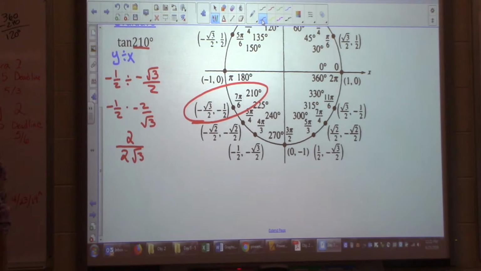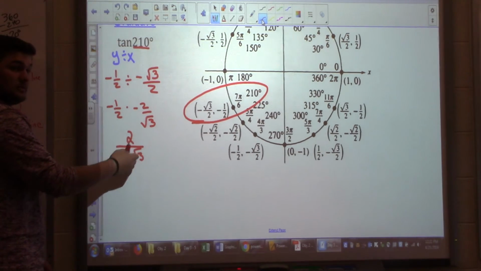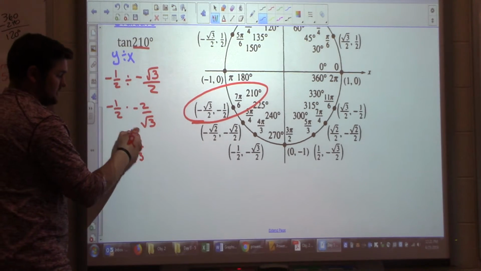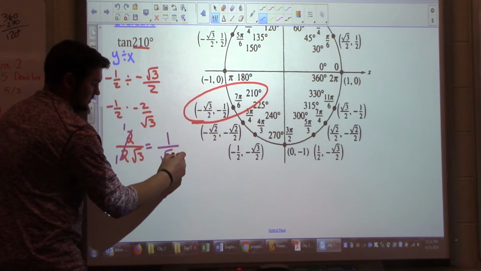What are they? Two things. Rationalize one of them. What's the other one? Simplify. Simplify, right? I'm going to simplify first. 2 over 2, that's the same as 1, right? So they turn into 1s. I get 1 over square root of 3.